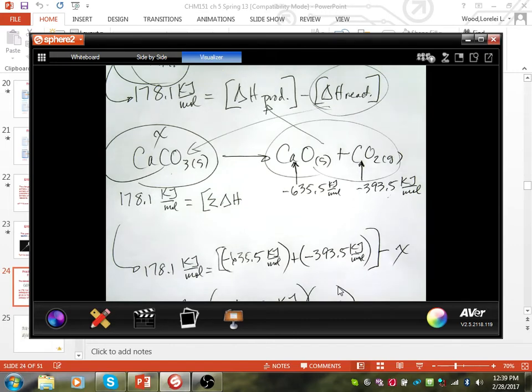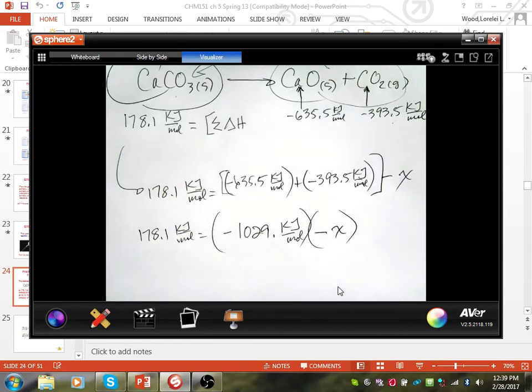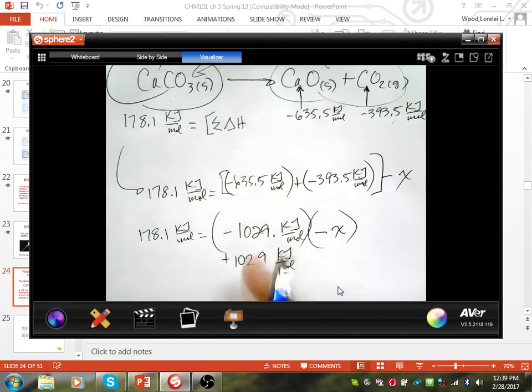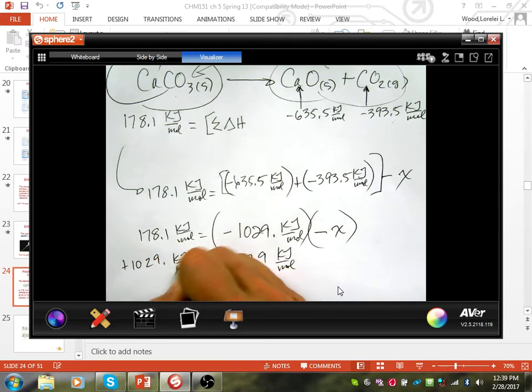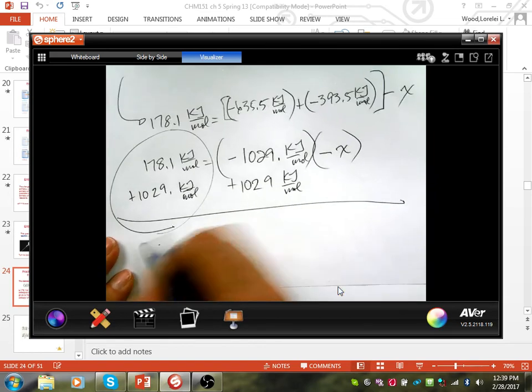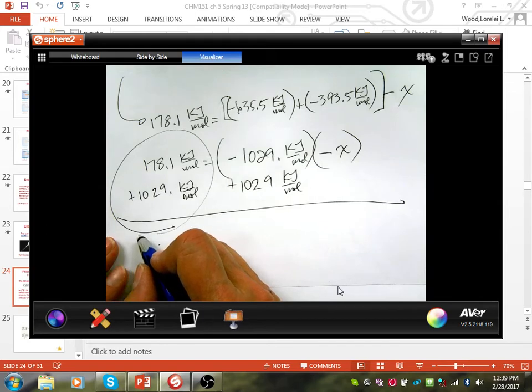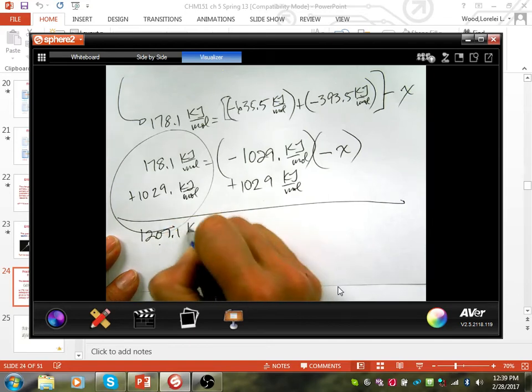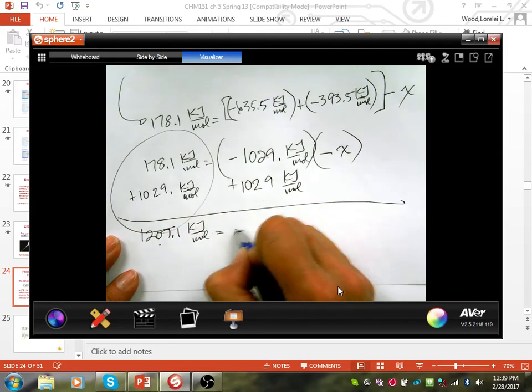So now, using a little algebra, how do I solve this? Okay, so I'm going to add 1029 to both sides, right? Actually, I'm going to, yeah, plus 1029. That's going to give me, what's these two things added together? What's 178.1 plus 1029? What is it? But that's equal now to negative x.